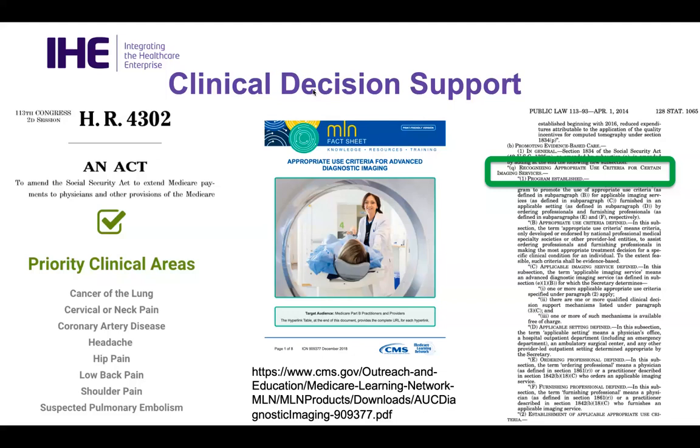The intent behind the legislation and the installation of clinical decision support software at the point of ordering is to gather up appropriateness scores internally to an institution and then share them back with payers and other stakeholders so that we can start stratifying who is doing a good job ordering the right studies and who may not be.